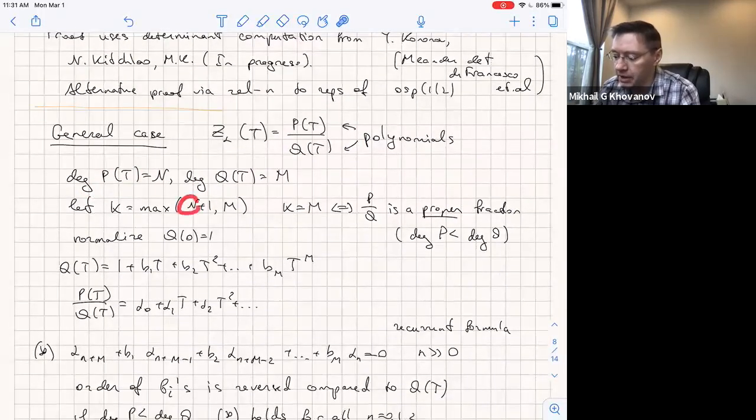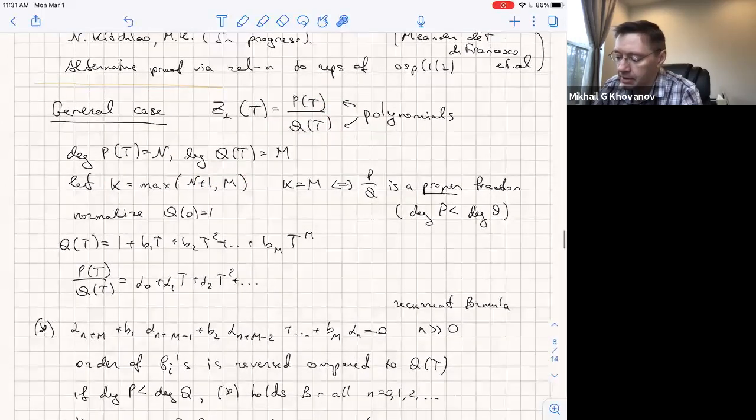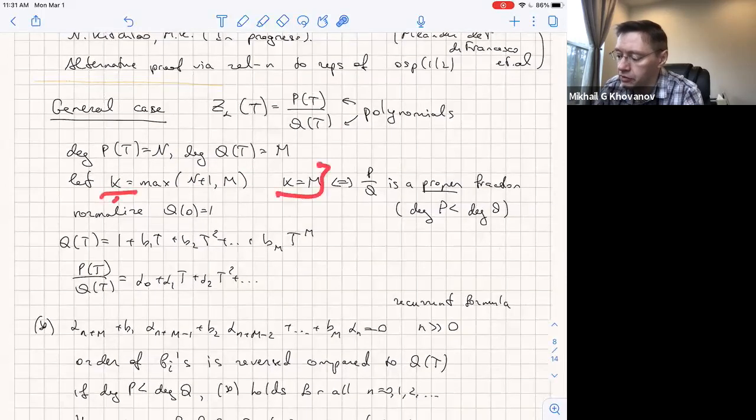So take this N and M, and I'll tell you the answer, how to get the relation on handles. Take K to be the max of M, the degree of the denominator, and N plus 1, the degree of the numerator plus 1. In fact, this K is equal to the degree of the denominator exactly when P over Q is a proper fraction, so the degree of P is less than the degree of Q.